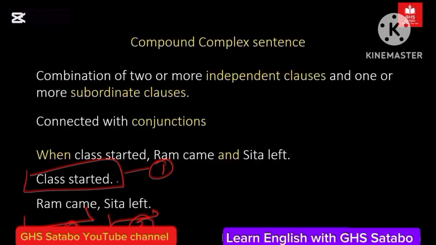So what do you think the subordinate clause would be? Definitely "class started," because we have a subordinating conjunction at the very start of our sentence, and then we have two independent clauses, that is "Ram came," a subject and a verb. I am again repeating it. A subject and a verb makes a clause. And then you have another clause, "Sita left." So, to join two independent clauses, we have used a coordinating conjunction, and to join the independent clauses with a subordinating clause, we have used a subordinating conjunction.